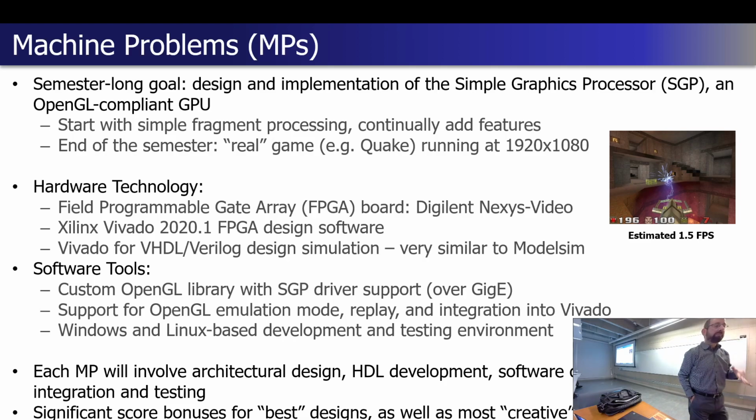We're going to start with relatively simple fragment processing, which is a term we'll talk about, but pixel processing we're going to start off with, and then we're going to continually add features. The idea is that you always have something throughout the semester that is working, and then you show that by adding more architectural features, by supporting more things in OpenGL, and at the driver side that you're implementing, you're able to show more functionality in what's happening in the hardware. End of the semester, my goal is always a real game running at the resolution we've specified. I have since discovered that is a slightly optimistic goal.